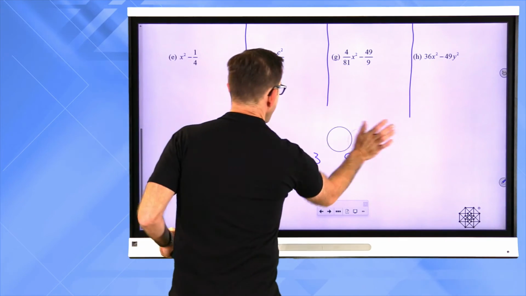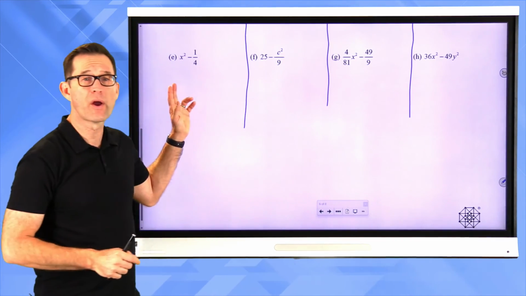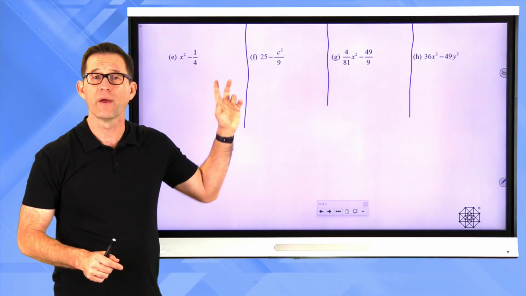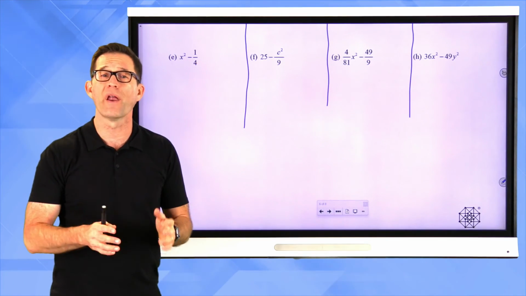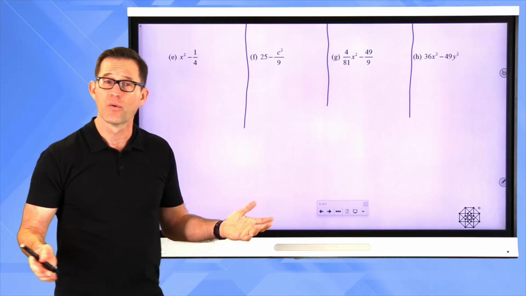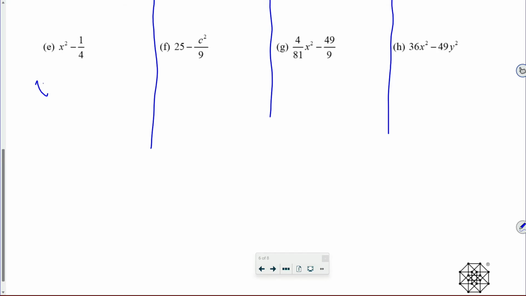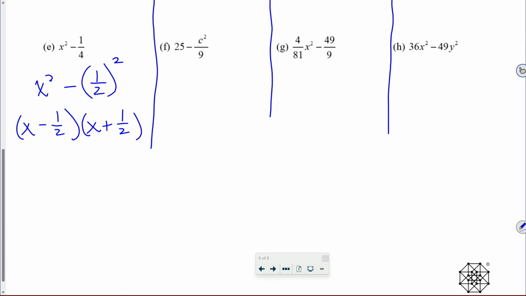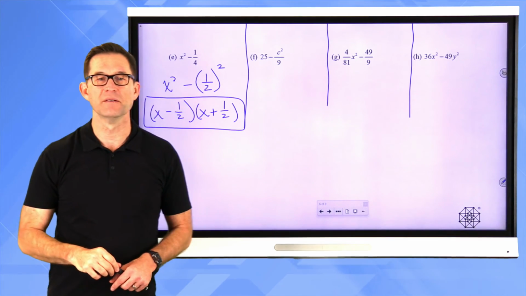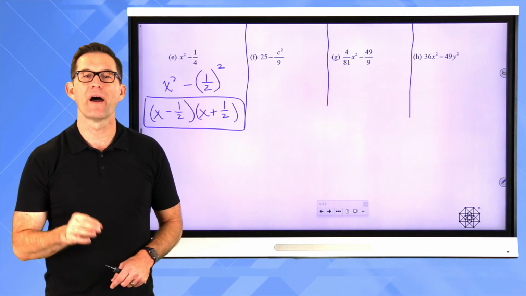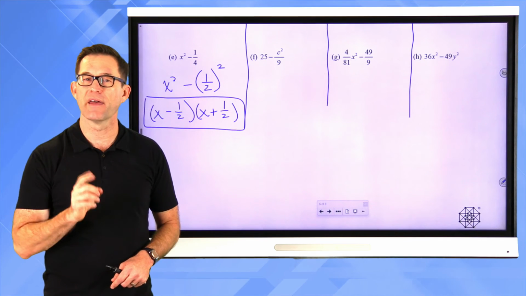So when I see something like x squared minus 1/4, well, 1/4 can be thought of as 1/2 squared. So this is x squared minus 1/2 squared. So that's going to be x minus 1/2 times x plus 1/2. Easy. Why don't you go ahead and try letters F, G, and H.